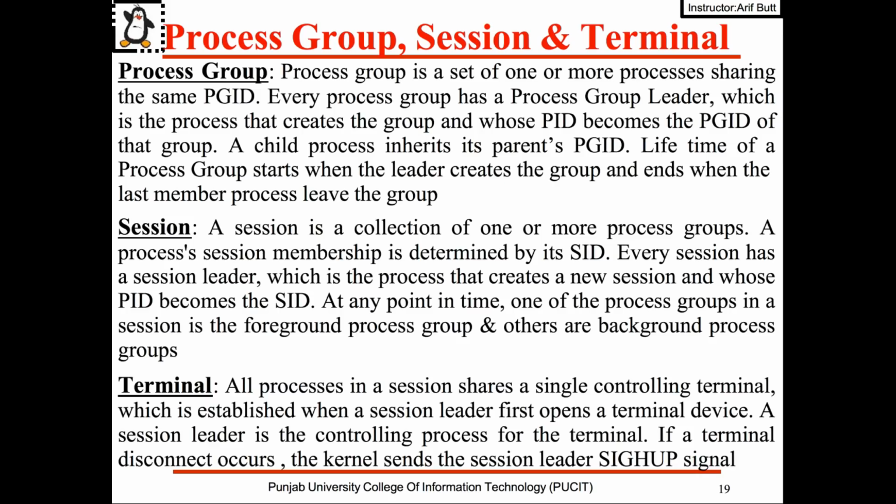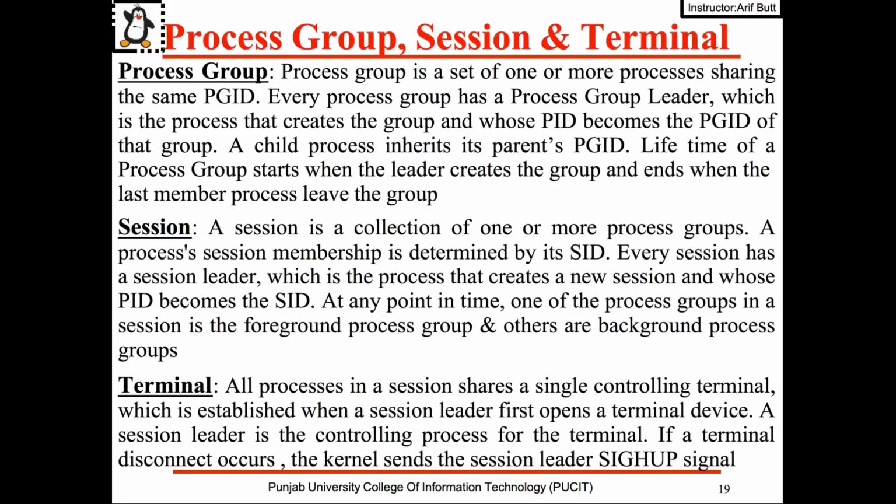Well, dear students, a process group is a set of one or more processes sharing the same process group ID. Every process group has a process group leader, which is the process that creates the group and whose PID becomes the PGID of that group. A child process inherits its parent's PGID, and the lifetime of a process group starts when the leader creates the group and ends when the last member of the process group leaves the group.